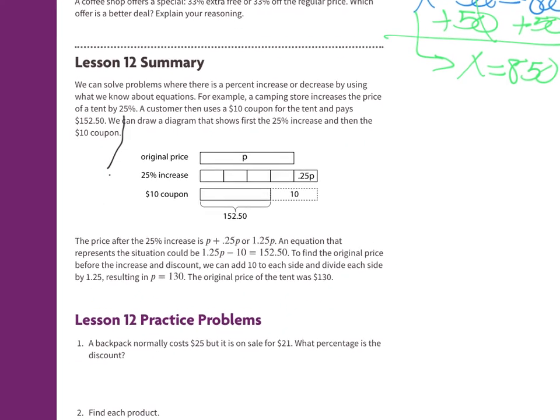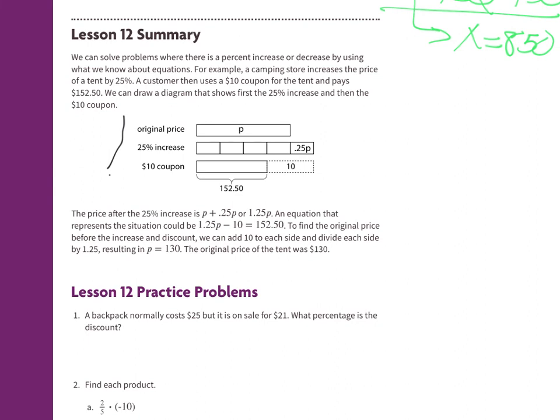The summary: we can solve problems that are percent of increase or decrease by using what we know about equations. For example, a camping store increases the price of a tent by 25%. A customer then uses a $10 coupon for the tent and pays $152.50. We can draw a diagram that first shows the increase of 25% and then a $10 off coupon. The price after the 25% increase is P plus 0.25P, or 125%, right? Because 100% plus 25% is 125%, which is 1.25 times P.